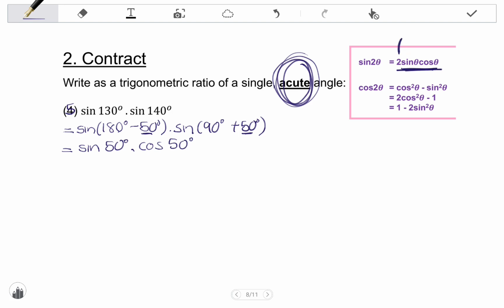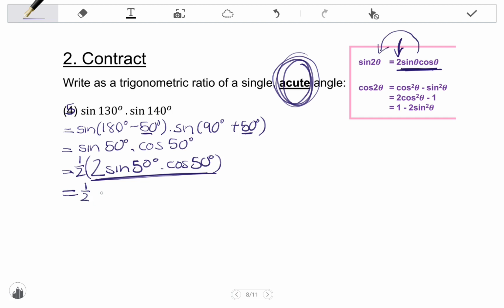I still am missing the 2, and as in the previous example, we've seen that I can add that in. I can write it in, sorry, that's sine 50 degrees times cos 50 degrees, but I must remember that I'm changing the value, so I have to keep the value by multiplying by a half. Okay, so this now is my double angle, and I can contract it moving from right to left. So I have a half times sine of double the angle. Okay, so that gives me a half of sine 100 degrees.